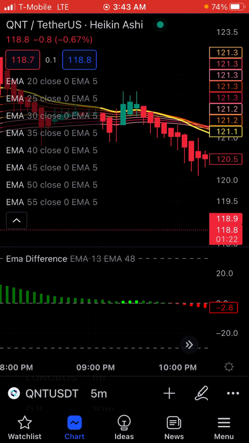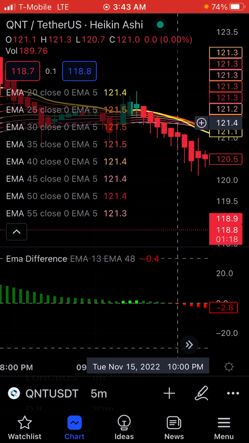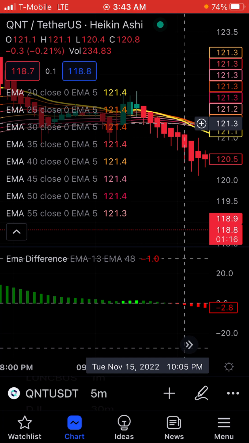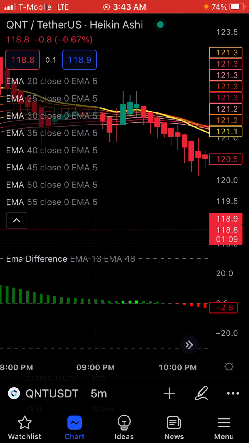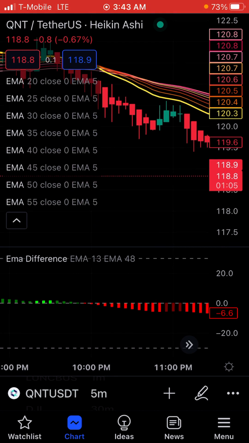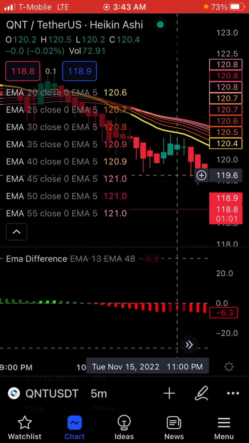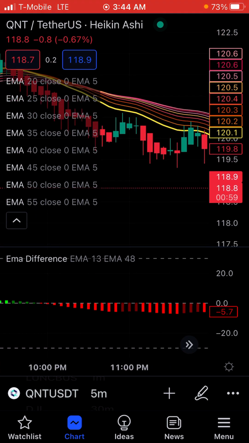You see the 20 EMA is at the top, and it's going down here. The 55 is down here. This is how you know it's going to start going down. So that would be good for stocks, but not at this moment for this. If you want to day trade this, that is clearly a downtrend at this moment.